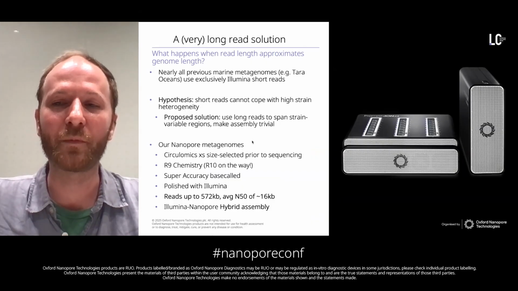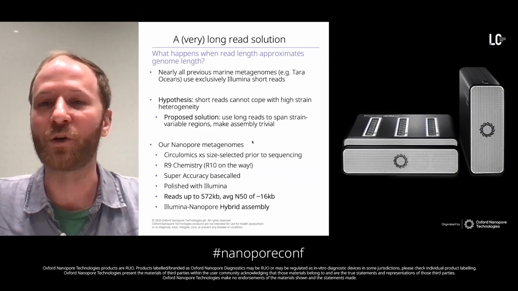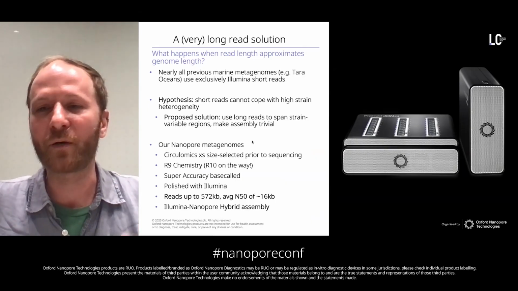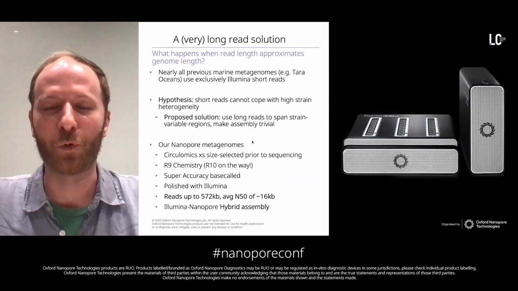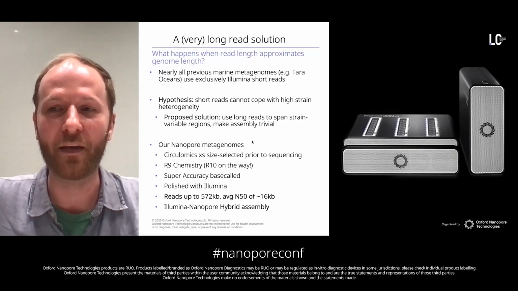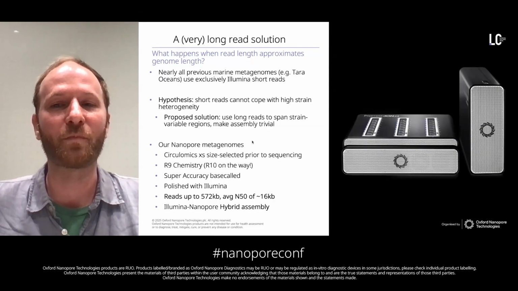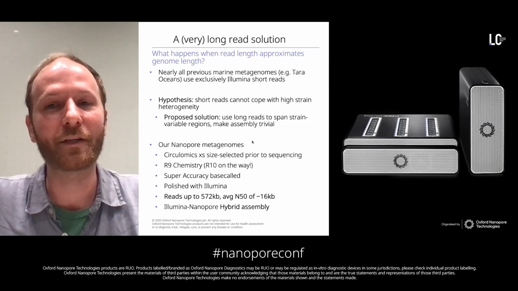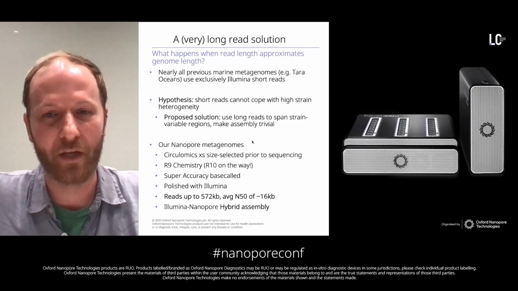So if our problem is strain variation and short reads don't play nicely with that, what happens if we use really long reads? Nanopore reads can reach up to, I think the record is 400 million base pairs at this point, and that's a record. It's not like every read you get. But if we have reads that nearly span whole microbial genomes, that means that assemblers don't have to make a lot of decisions and assembly becomes kind of trivial.